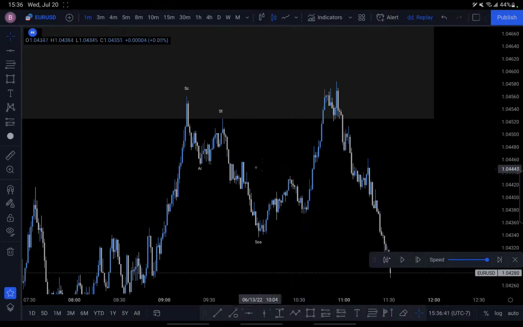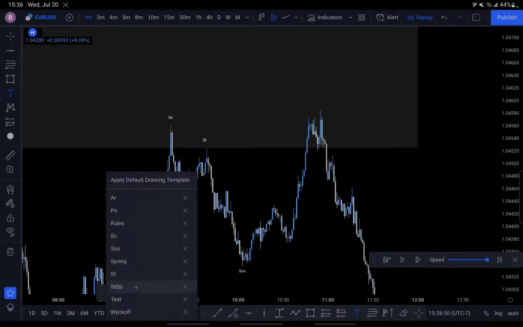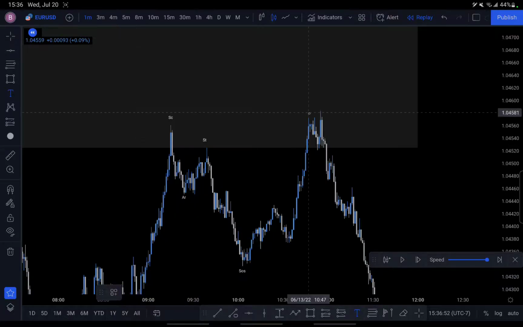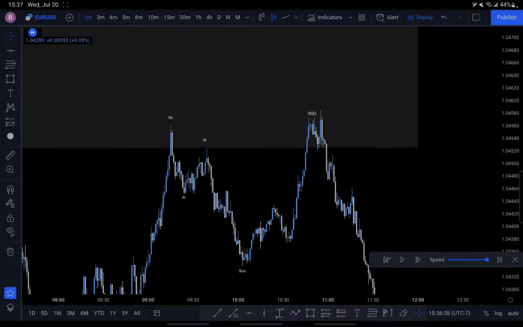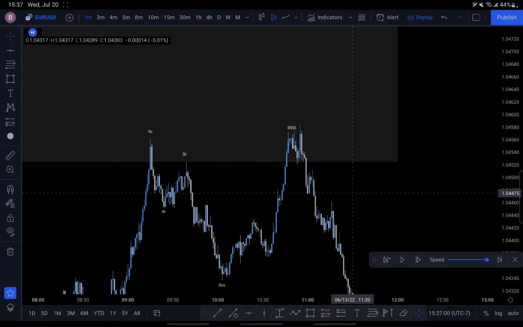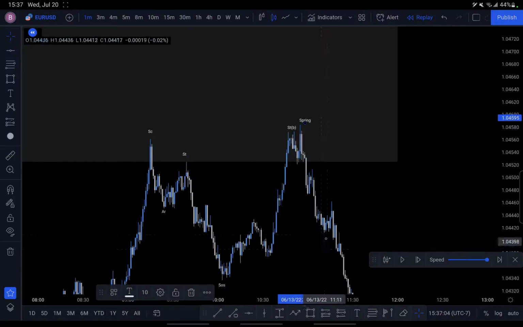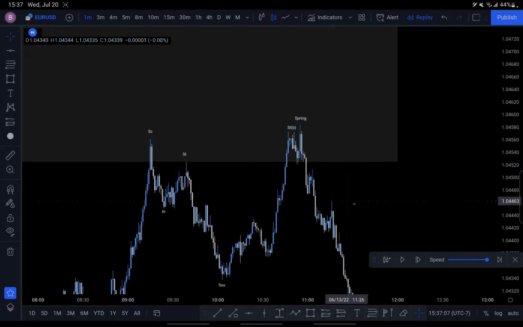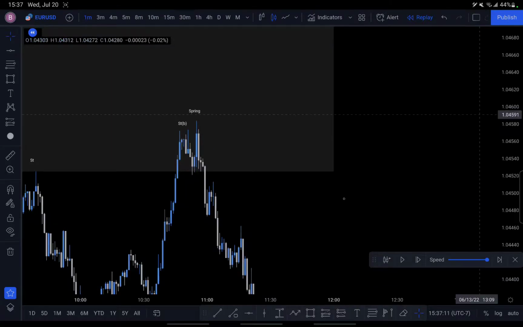Okay, we have more tests here, testing more supply zones, testing demand zones before pushing price up. The 2-hour UT, which I'll call it UT in phase B. And then last but not least, our spring here. Okay, now let's see how that gets validated.